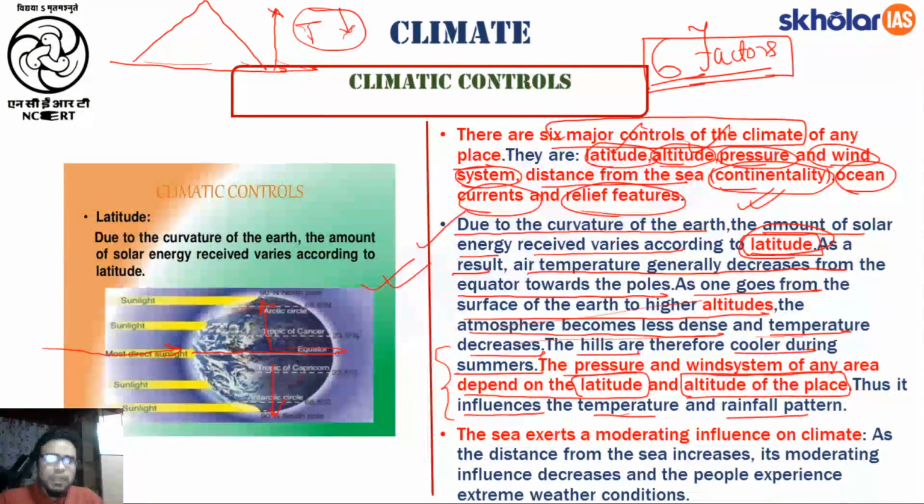All right. Then we have the sea. The sea exerts a moderating influence on a climate, meaning if this is a coastal area, suppose this is the Deccan Plateau.